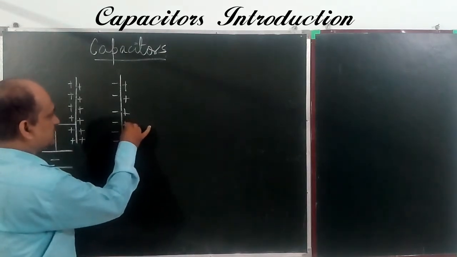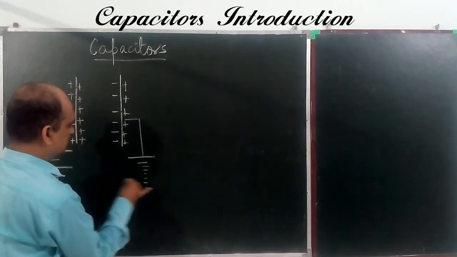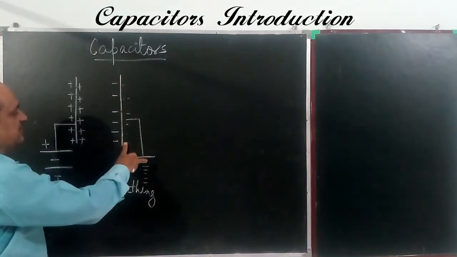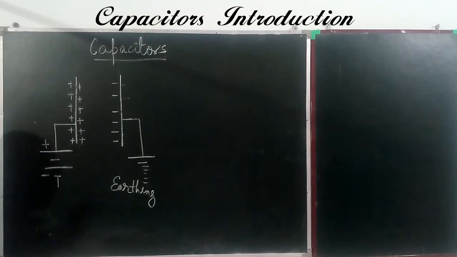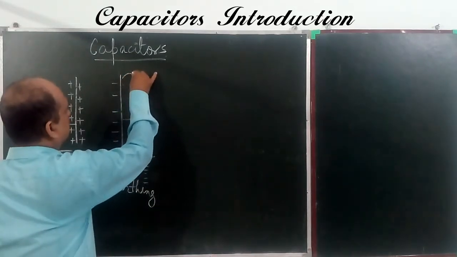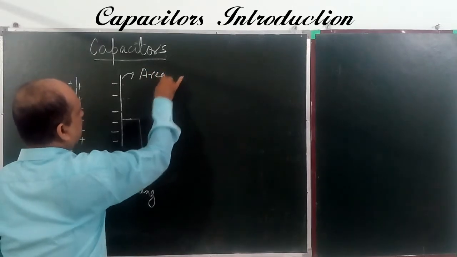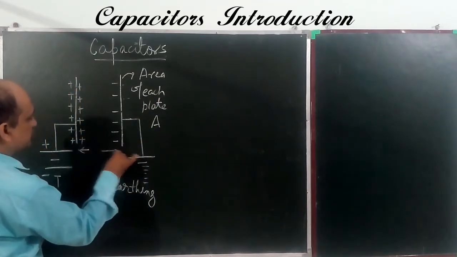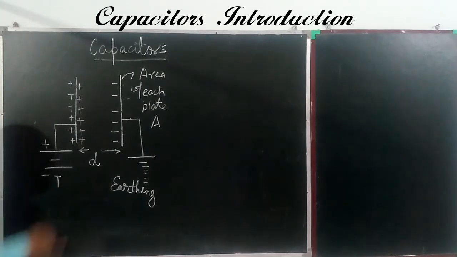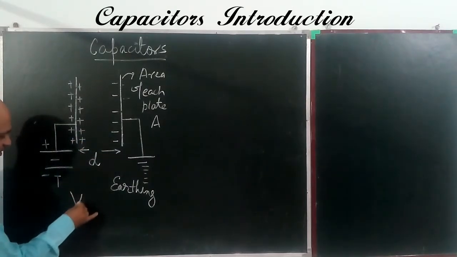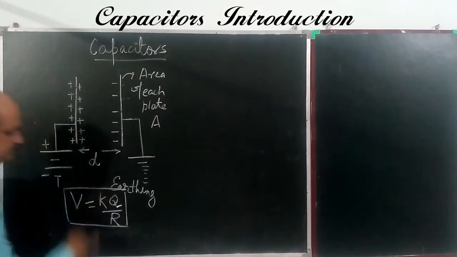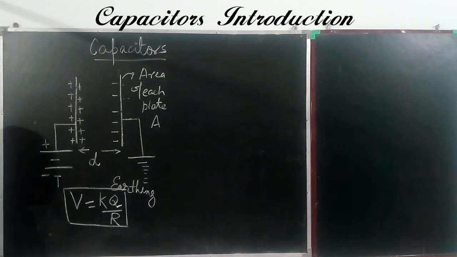Next we will connect this to earth. This one is earthing. Under this effect, these positive charges get led to the earth. So this is the construction of a parallel plate capacitor. Clear? The area of each plate we take as A, and the separation between the two plates I am taking as small d. First we are taking its potential, so V is equal to KQ upon R.